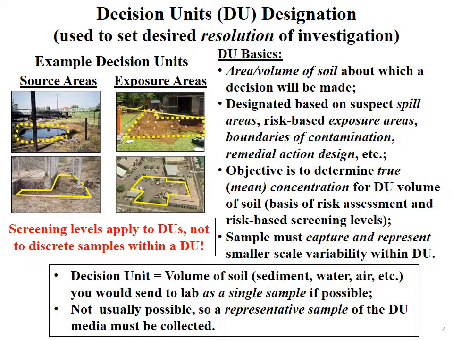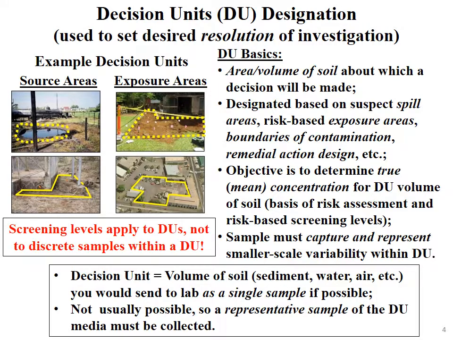Quick review on decision units first. So decision units I like to think of as satellite images, where the goal is to set the desired resolution of an investigation up front. So once you carry out the investigation, then you're already at a stage where you can make decisions and minimize the need for additional field work. So the best definition for a decision unit is the volume of soil or sediment, water, air, whatever, that you would send to a laboratory as a single sample if possible. It's not usually possible, so a representative sample has to be collected from that targeted area, that targeted decision unit, and then analyzed and used to represent the decision unit.